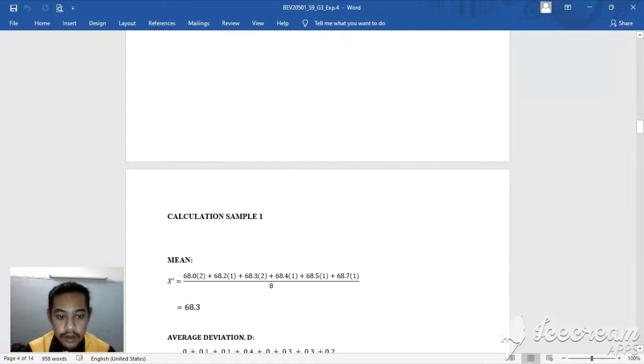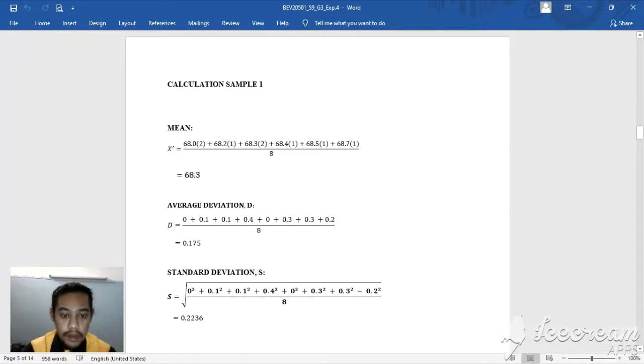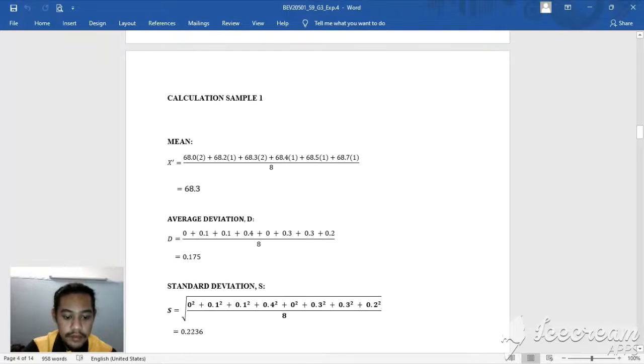So moving on to the calculation sample, we have mean. We got 68.3, average deviation we have 0.175, and lastly standard deviation we have 0.2236. That's all from sample 1.